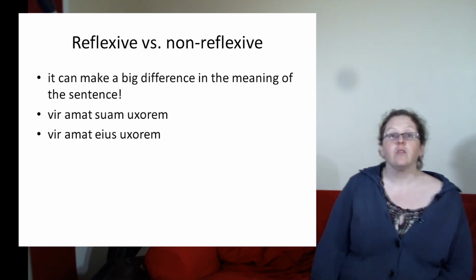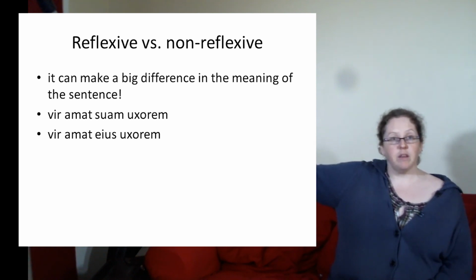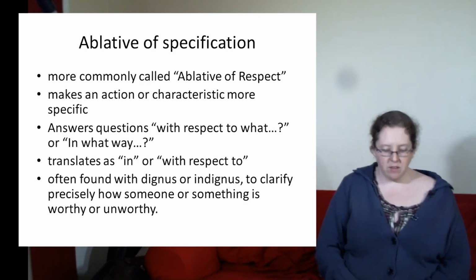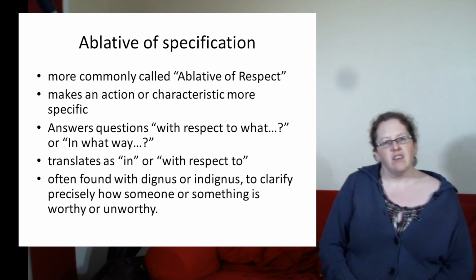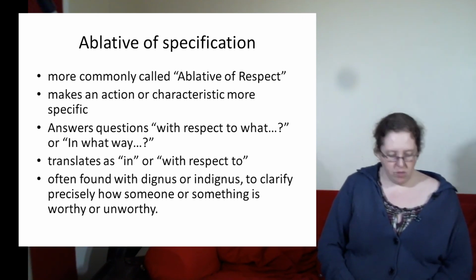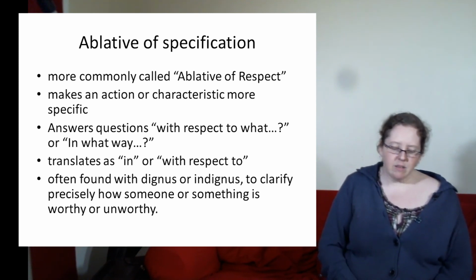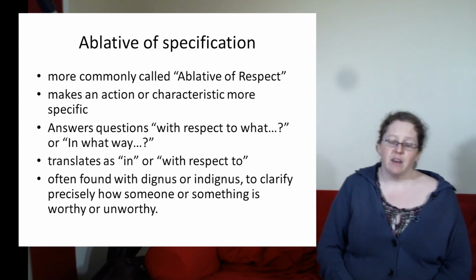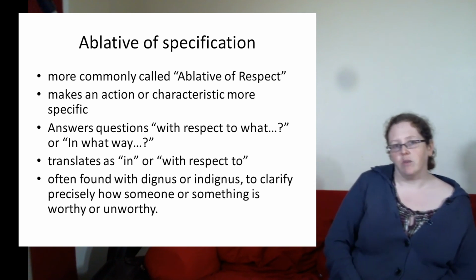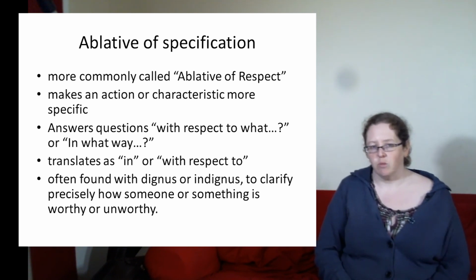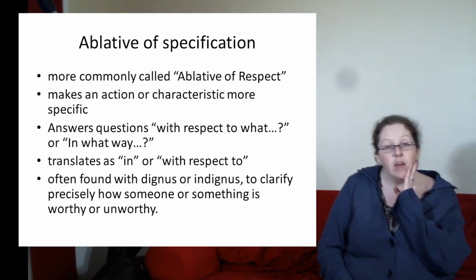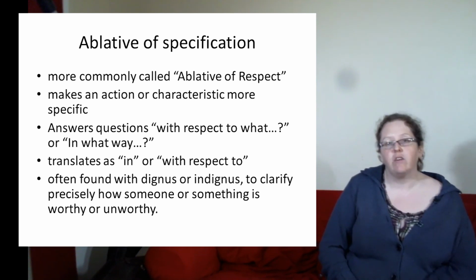All right. So the final new piece of grammar is right here. It's the ablative of specification. It is more commonly called an ablative of respect. And what it does, it's used to make an action or a characteristic more specific, which is why it's called of specification. It answers the question with respect to what or in what way.